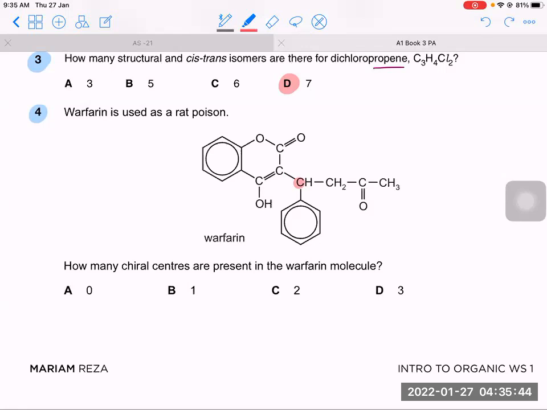Let's see. Is this chiral? This has 1 bond, 2 bond, 3, and 4th. Yeah. So one is a H. Let me highlight them in different colors. One is a H. One is a CH2COCH3, the second bond. The third is this. And the fourth is all of this. Are they 4 different? Can this be chiral? Therefore, the answer is B. Clear? Do you understand this?